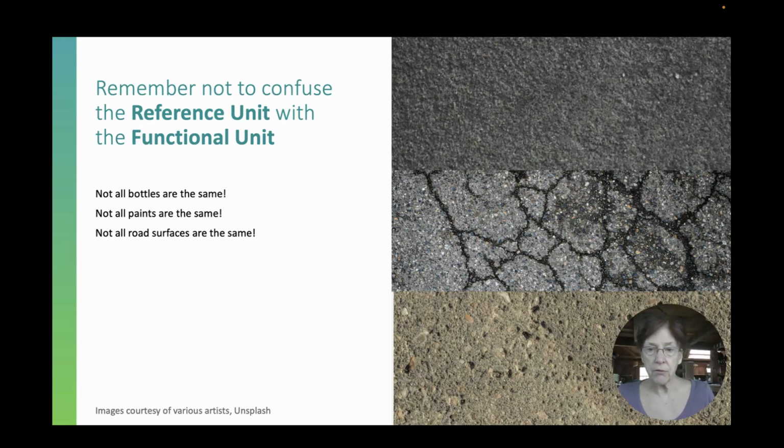So we don't want to confuse that reference unit with the functional unit because not all bottles are the same, not all paints are the same, not all surfaces are the same. So we've got to see with that paint, how many cans does it take to meet our function? How many square meters or square kilometers of road surface do we need to last as long as we need to last?